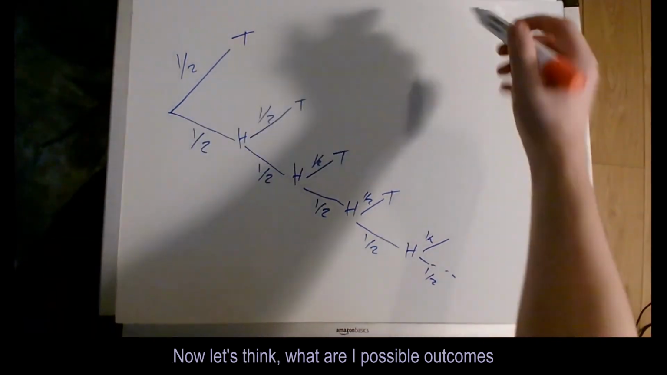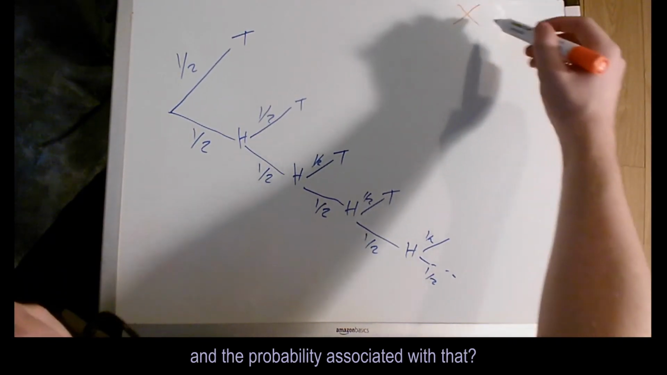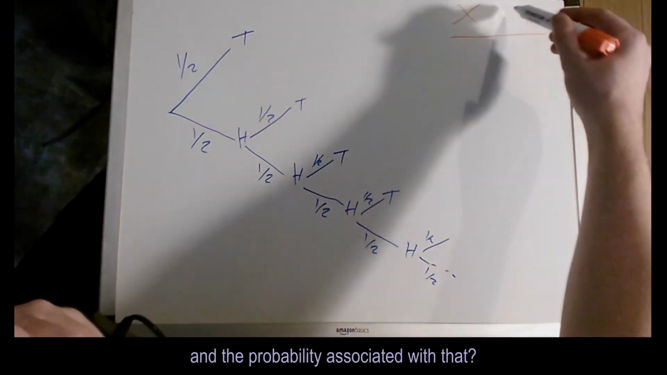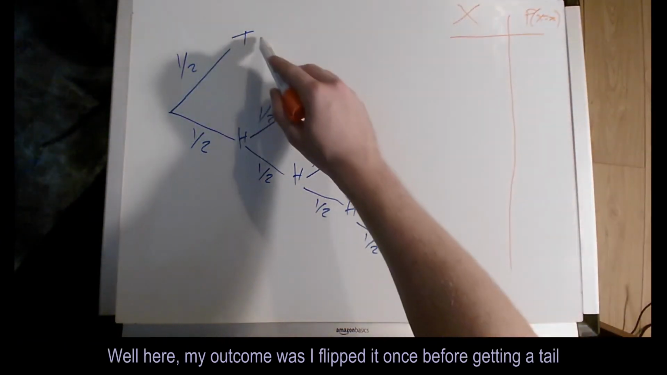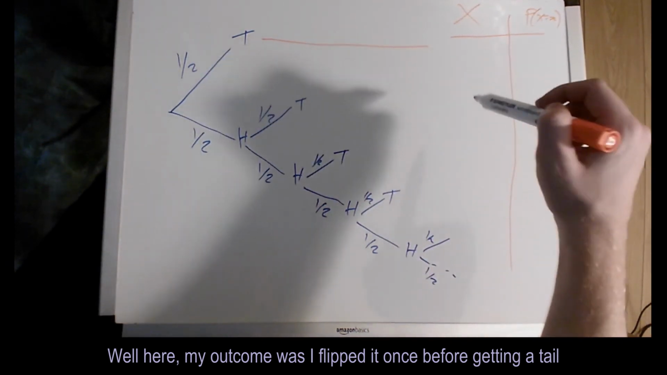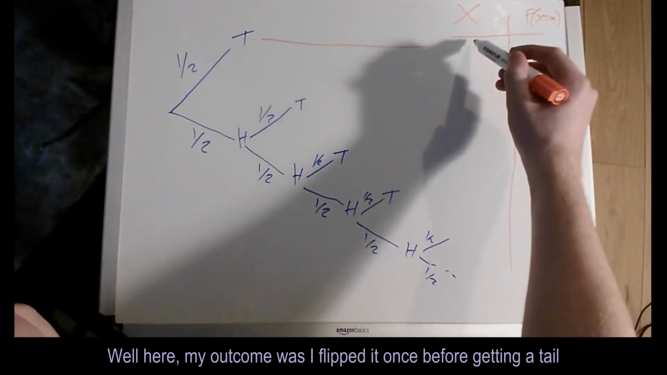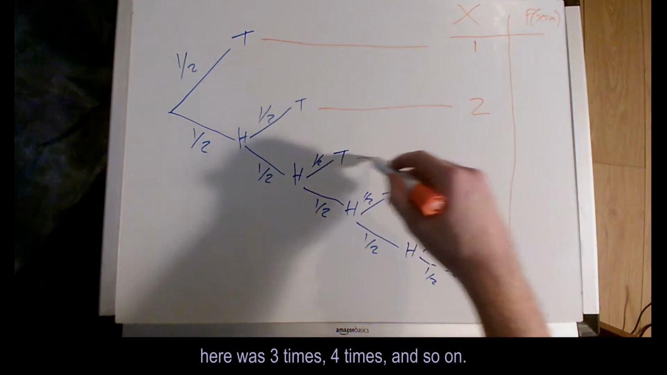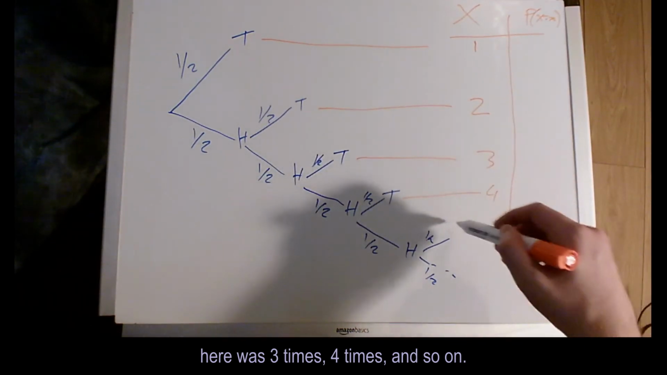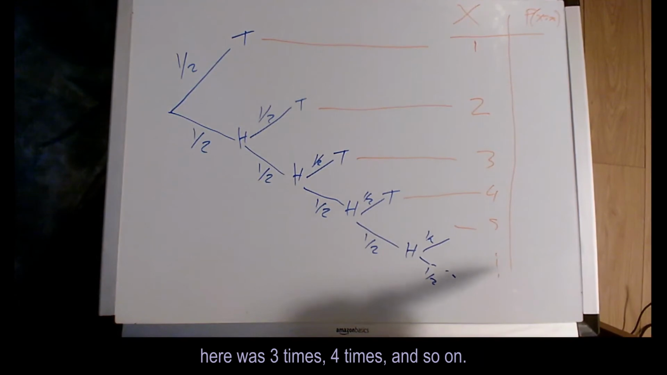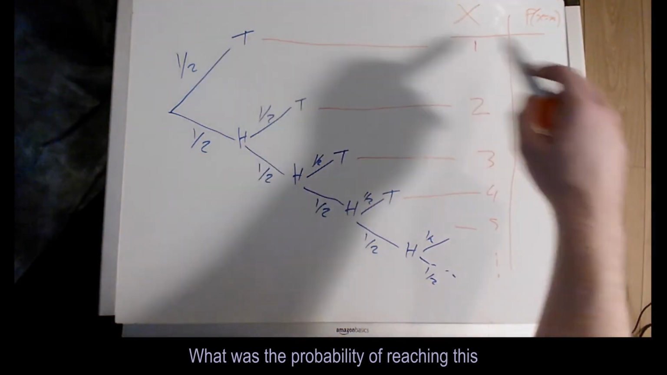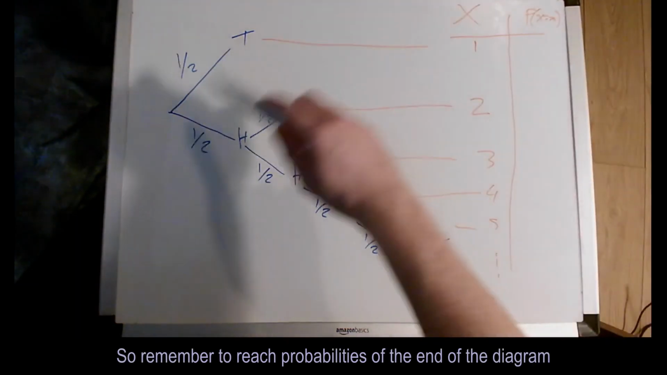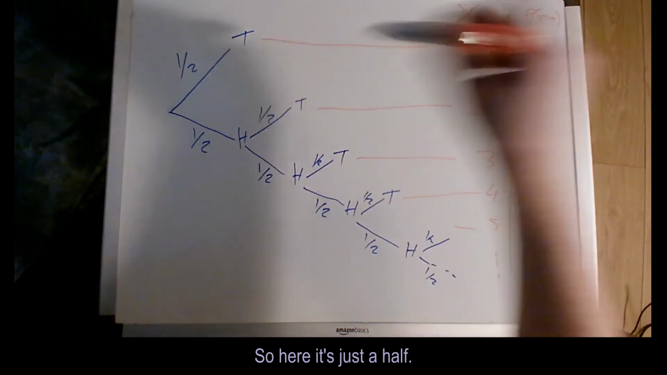Now let's think, what are my possible outcomes and the probability associated with that? Here, my outcome was I flipped it once before getting a tail. Here, my outcome was I flipped it twice before getting a tail. Here was 3 times, 4 times, and so on. What was the probability of reaching this end point of the tree diagram? So remember, to reach the probability of an end point, we multiply along the branches. So here it's just a half.